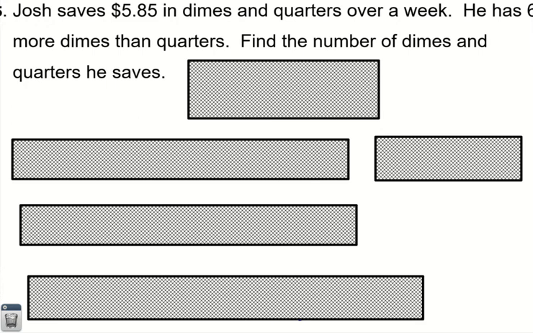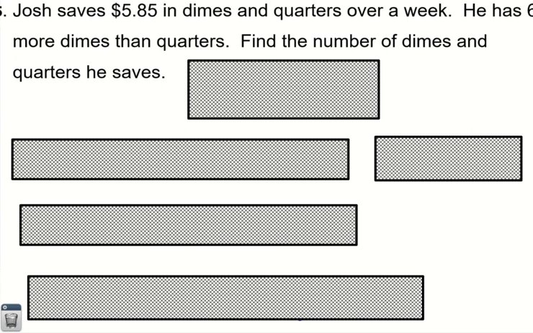Last problem, another word problem. Here we go. Josh saves $5.85 in dimes and quarters over a week. He has 6 more dimes than quarters. Find the number of dimes and quarters he saves. Right?